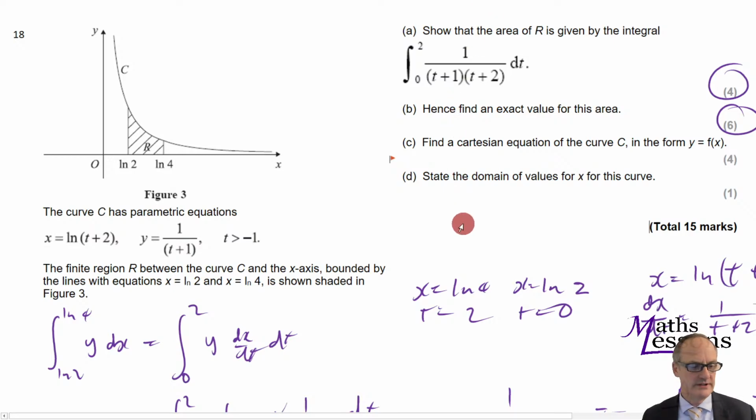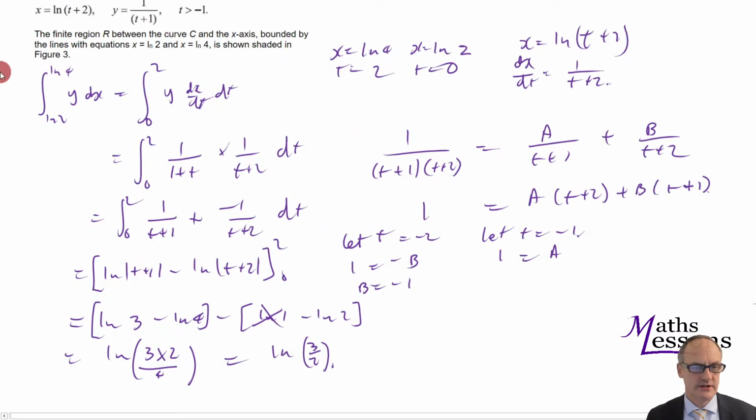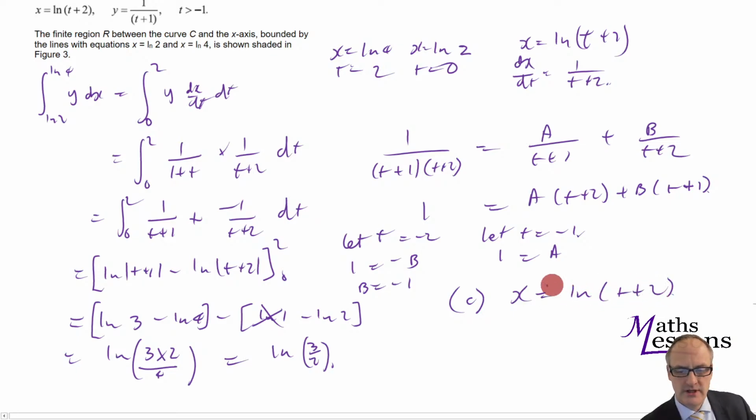Right, so let's look at this part of the question. We're going to try and find the Cartesian equation in the form y equals f of x. So let's grab the x equals natural log of t plus 2. Now, if we raise both sides as a power of e, we get e to the x equals t plus 2.